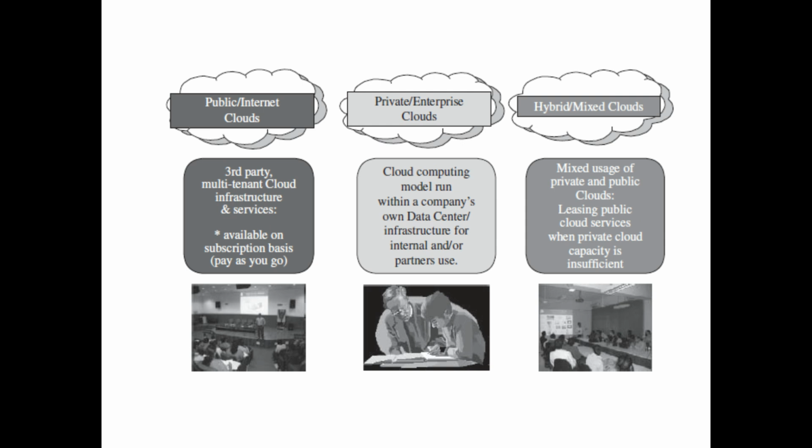The next one is the private cloud, which is called the enterprise cloud. These kinds of clouds run within a company's own data center. They have their own infrastructure for internal and partner use. Hybrid, otherwise called a mixed cloud. Here in this hybrid or mixed cloud, the usage will be either private cloud or public cloud. They lease some cloud services when private cloud capacity is insufficient.